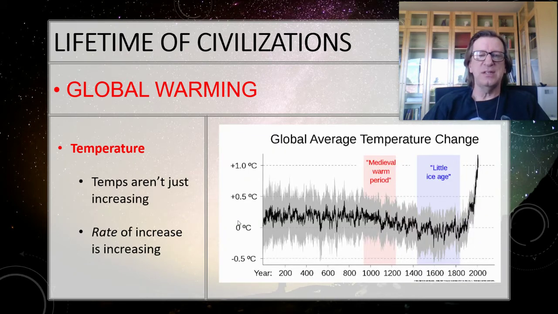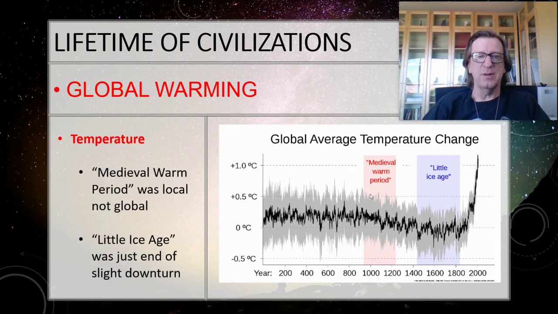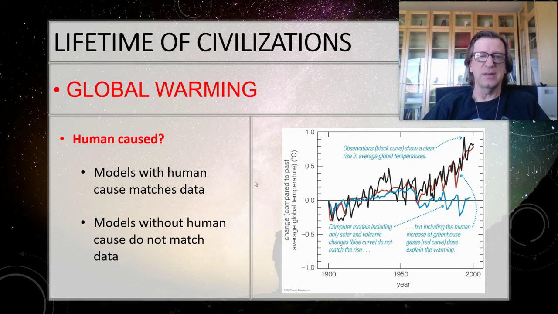So as we mentioned, the temperatures aren't just increasing, the rate at which temperatures are increasing is increasing. And there's people who say, oh, well, there was this medieval warming period. Well, if you look at the global temperatures, that was actually just a local occurrence that happened from about 1000 to 1200 AD. And globally, the temperatures were actually decreasing. The Little Ice Age, they said, oh, well, this has happened before. Well, this was just the end of a slight downturn. And so now we've actually been coming up from that. So you see that slight downturn, that continuous coming down period that ended right around 1700. And then at 1900, all of a sudden the temperature started increasing again.